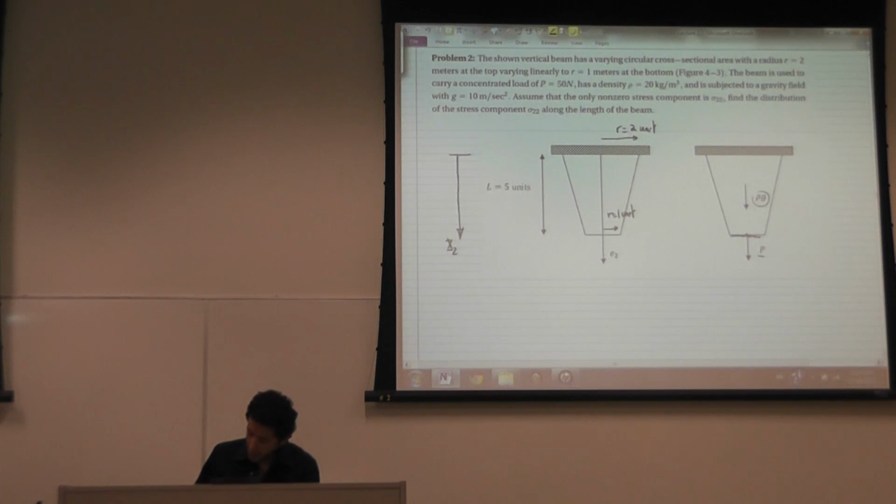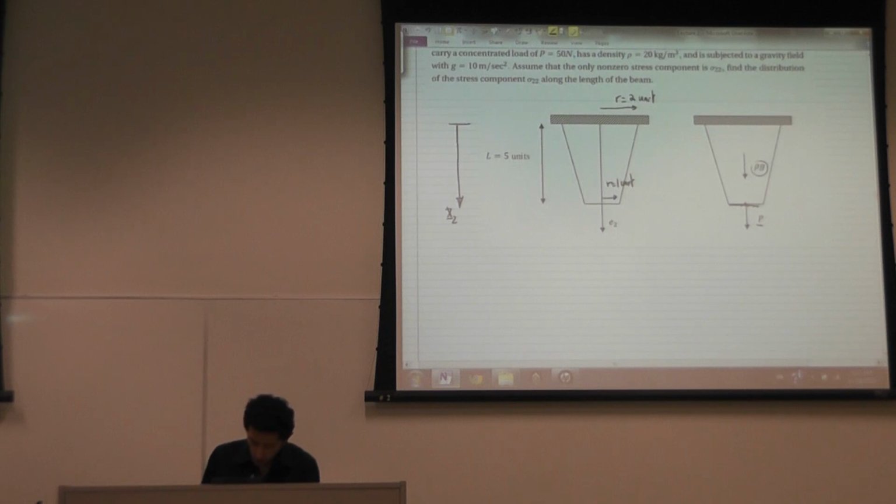So for this to vary linearly, r is equal to 2 minus x2 over L. When x2 is 0, you get 2. When x2 is equal to L, you get 1.